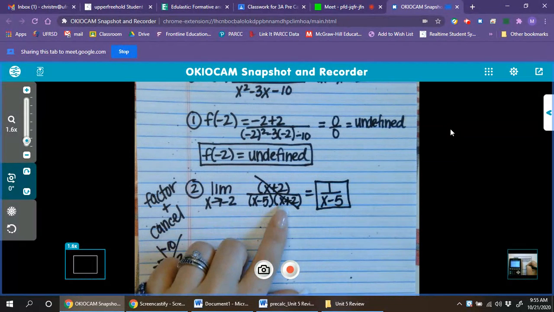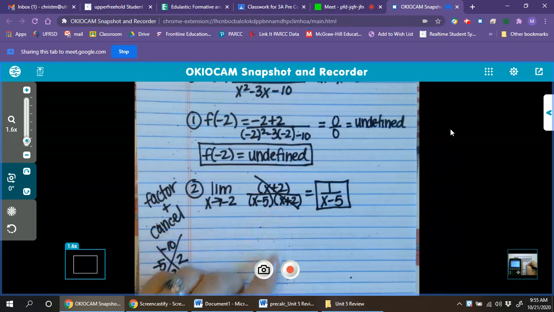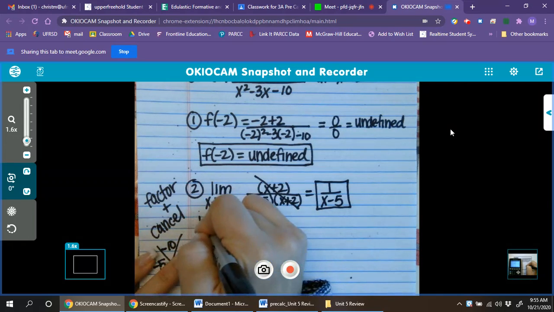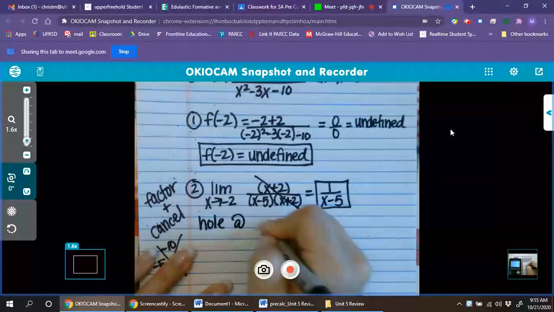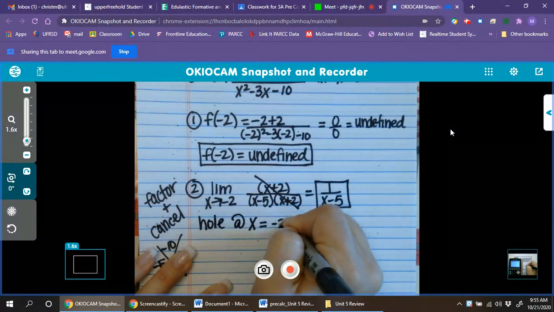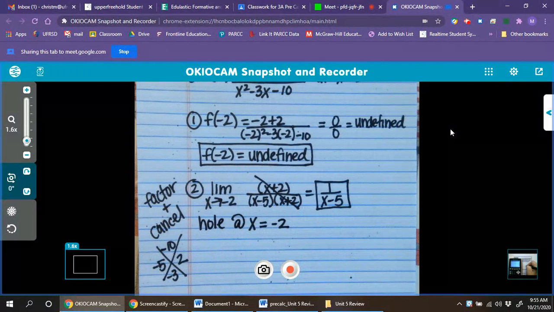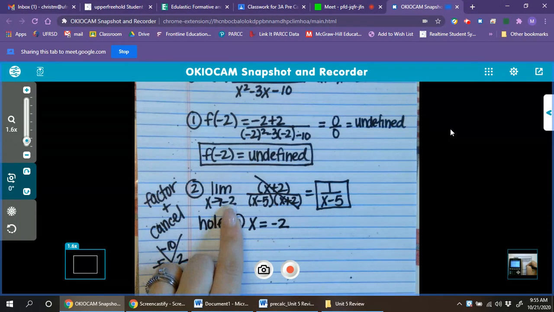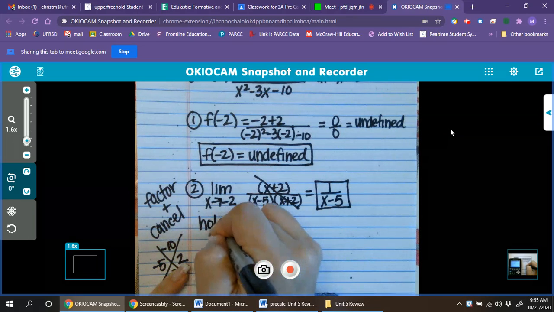What did I do in crossing out x plus 2? What did I do to this function? Create a hole. I made a hole. There's a hole at -2. Would you look at that? -2 is the limit that I'm trying to evaluate. Remember, the limit can equal the hole.